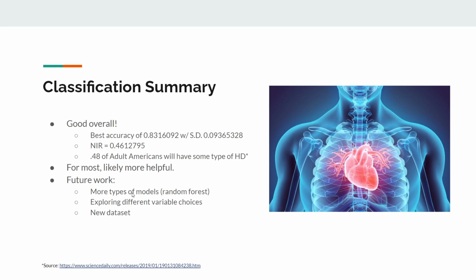In the future, I'd probably like to use more types of models for classification, something like a random forest, and maybe explore different variable choices for what we use to predict. And then also maybe get a new data set with different predictors, and maybe one that's newer and more up to date with current health trends.